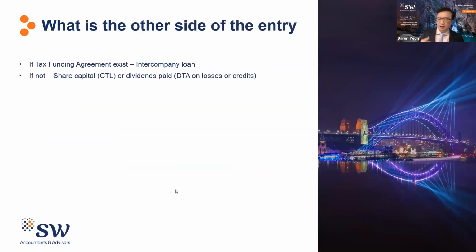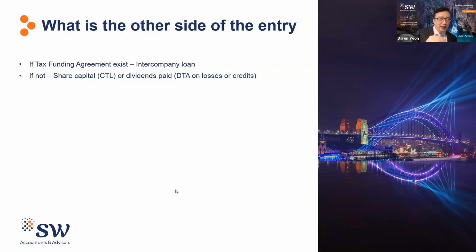So when a subsidiary's CTL is transferred, if you see it in your mind, the subsidiary has a CTL, and it needs to debit that CTL. So the question is, what does the subsidiary credit? You might already know the answer. If you have a tax funding agreement, and I encourage companies to put in place a tax funding agreement, the other side goes against the intercompany loan account.